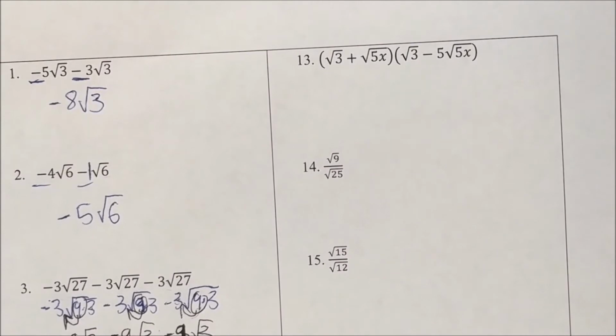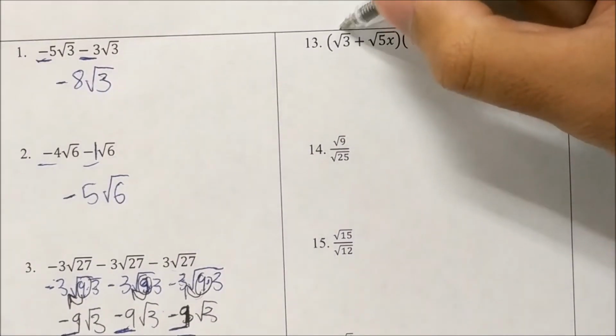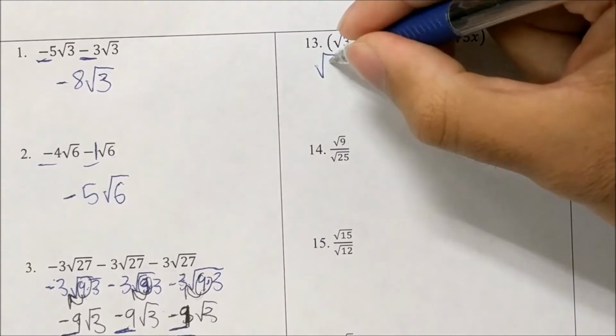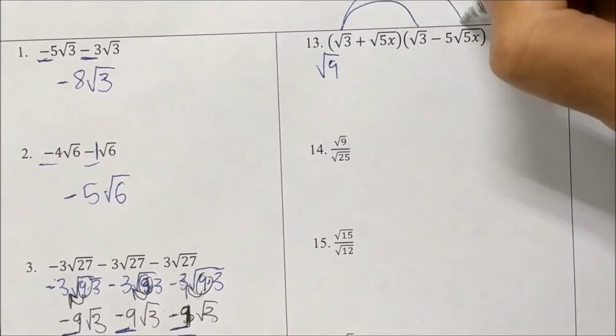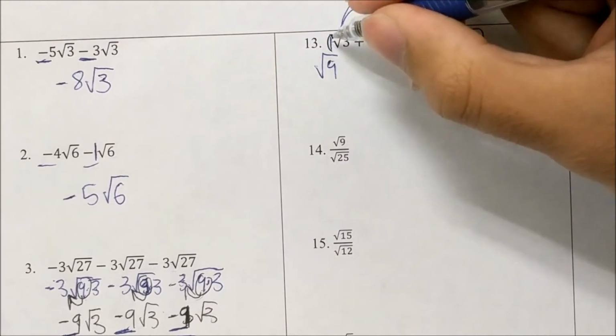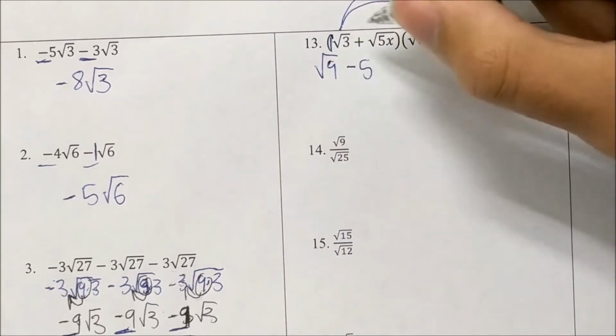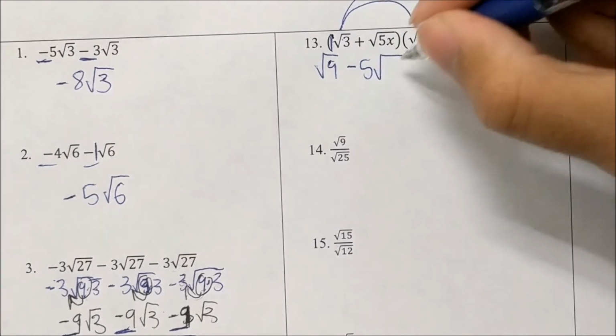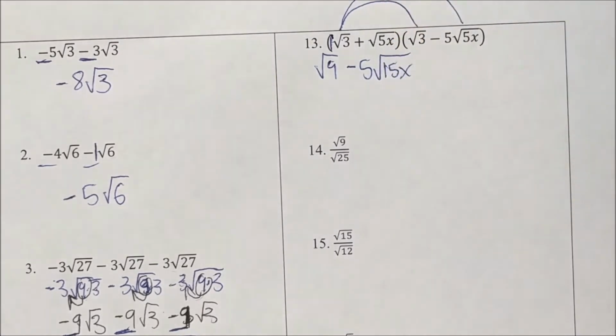So here we need to distribute. So radical 3 times radical 3 is radical 9. Radical 3 times negative 5, radical 5x. So multiply the coefficients first. 1 times negative 5 is negative 5. Radical 3 times radical 5x is radical 15x.